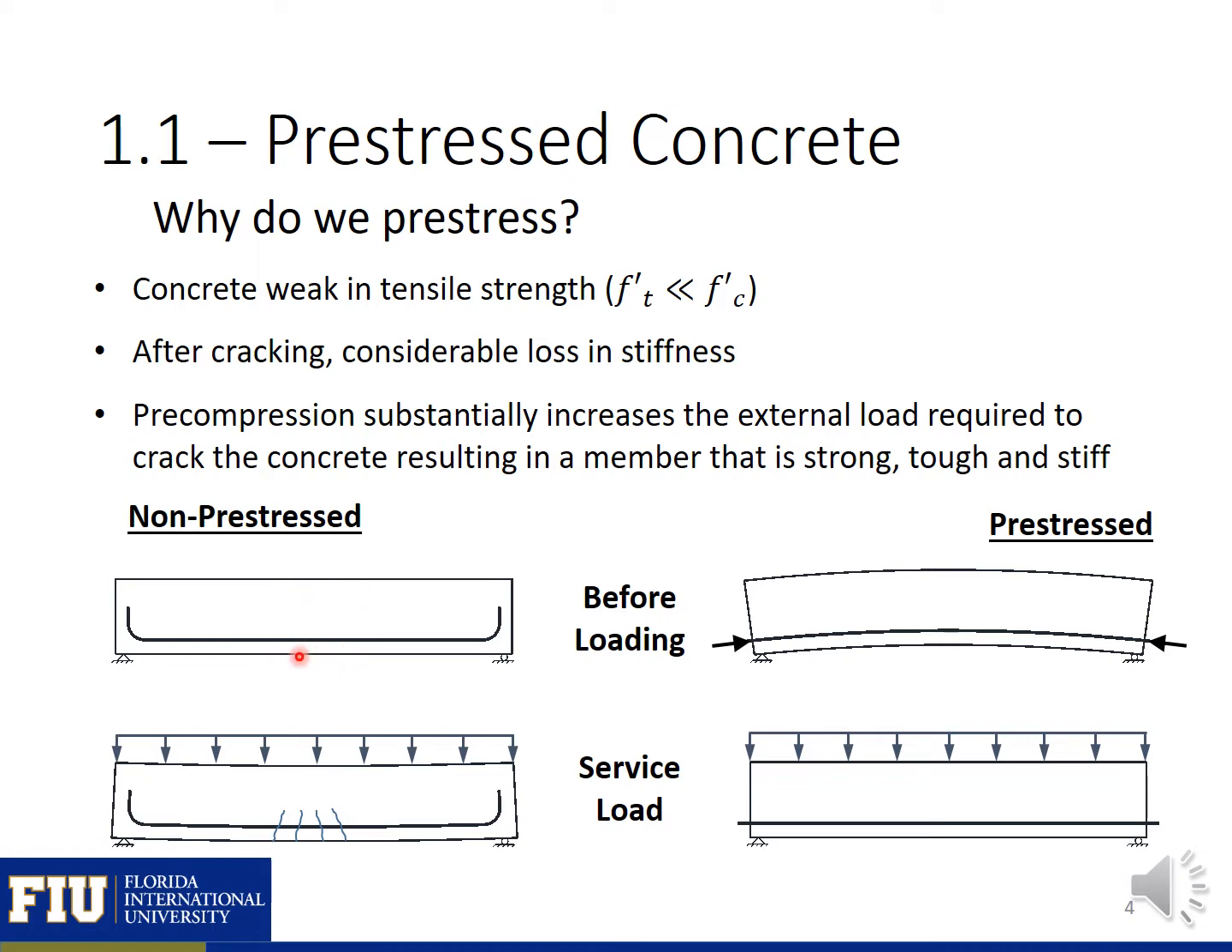When you add self-weight, you get some tension in the bottom, compression in the top, and when you add your service load, you can sometimes get flexural cracking if your service load is higher than your cracking load. In prestressed beams, before you have loading, you have an initial upward deflection called camber, and you have compression in the bottom of the beam and tension in the top of the beam, even with self-weight included. Then when you add service loads, you can have either still some upward deflection or slight downward deflection. But essentially you can design your beam to remain uncracked under service load.